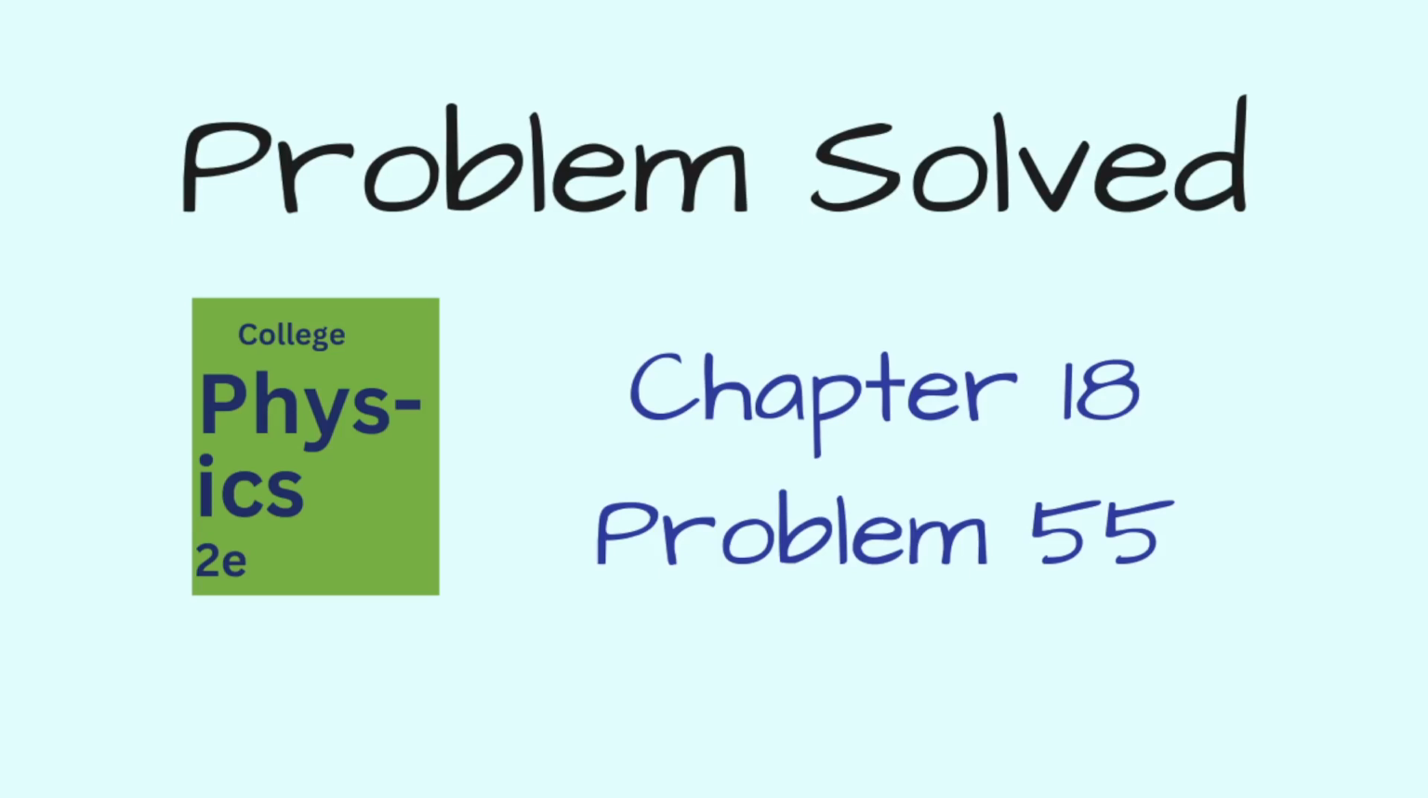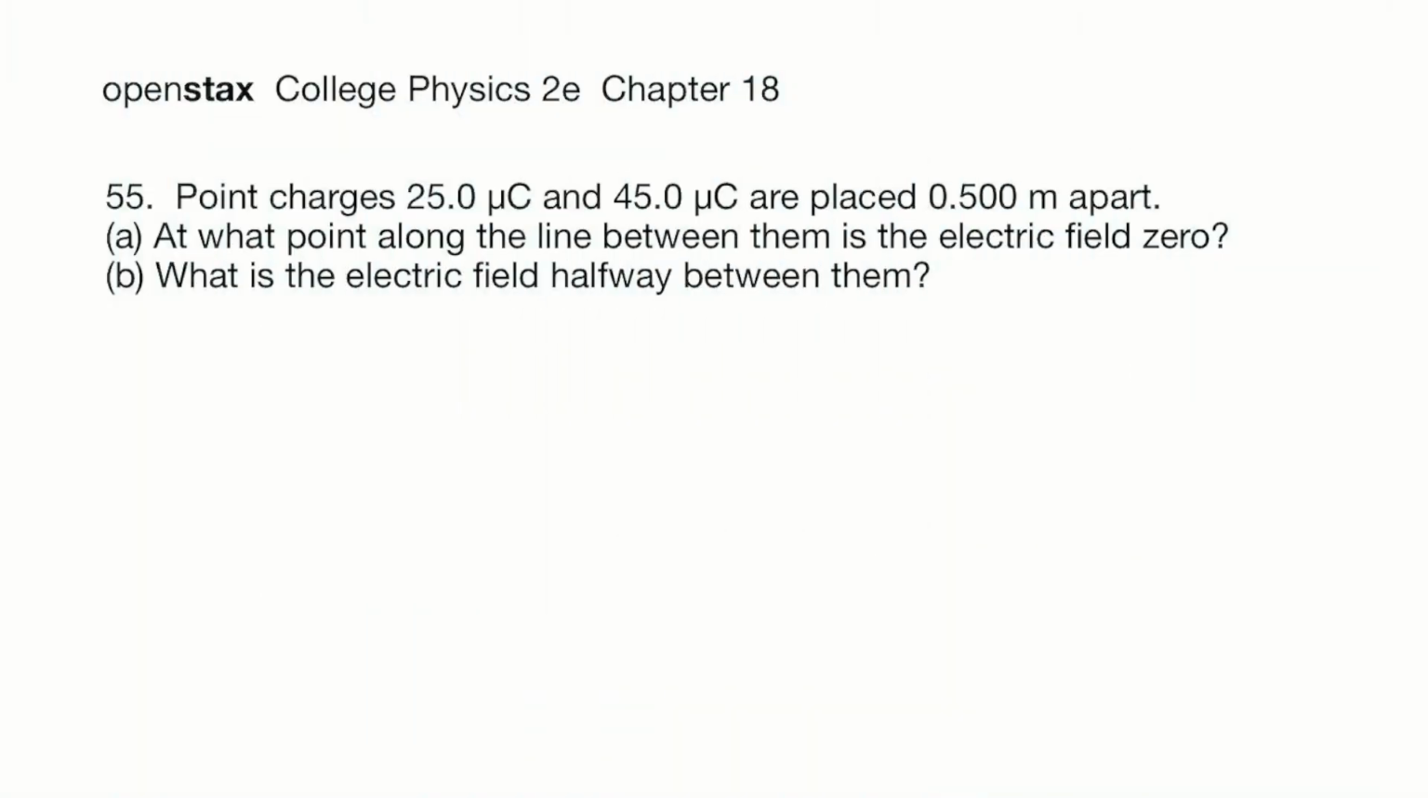Welcome. In this video, we are going to look at problem 55 from chapter 18 of College Physics 2E by OpenStax. We have 2 point charges and we know how far apart they are. We need to find where the electric field is 0 between them and what the electric field is halfway between them. Let's start with a figure.